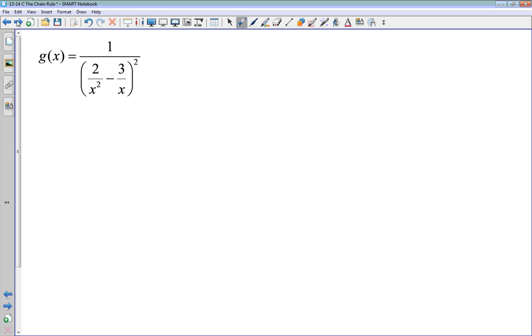Let's try one more here, which is a little bit weirder looking. So g of x is 1 over 2 over x squared minus 3 over x, all squared. So same sort of steps as before. Let's first rewrite this to make it look more like the examples that we've done in the past. How are we going to rewrite this?